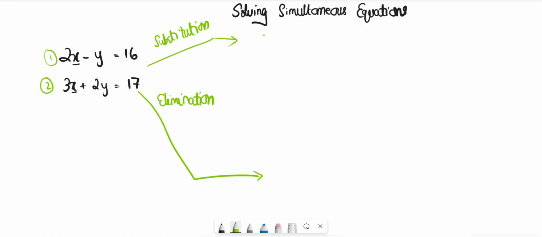Y, right? Okay, so can I write this in the form of 2x minus 16 equals y? I can, right? That's great. So if y equals 2x minus 16, can I put this value of y in the second equation? Can I write it like this? 3x plus 2 into 2x minus 16 equals 17? Most definitely, right? Why can I write it like this? Because we are substituting that value of y, in the form of 2x minus 16, into the second equation.